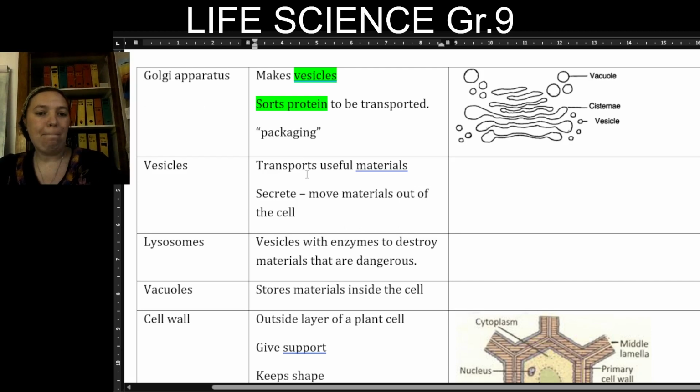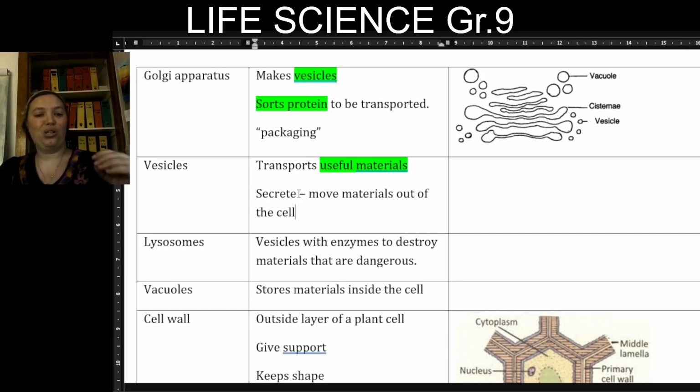Now, vesicles. So vesicles transport useful material. Useful material, stuff that you need, is transported by vesicles. This word secrete: secrete means that material goes out of the cell. And it also just happens like this.